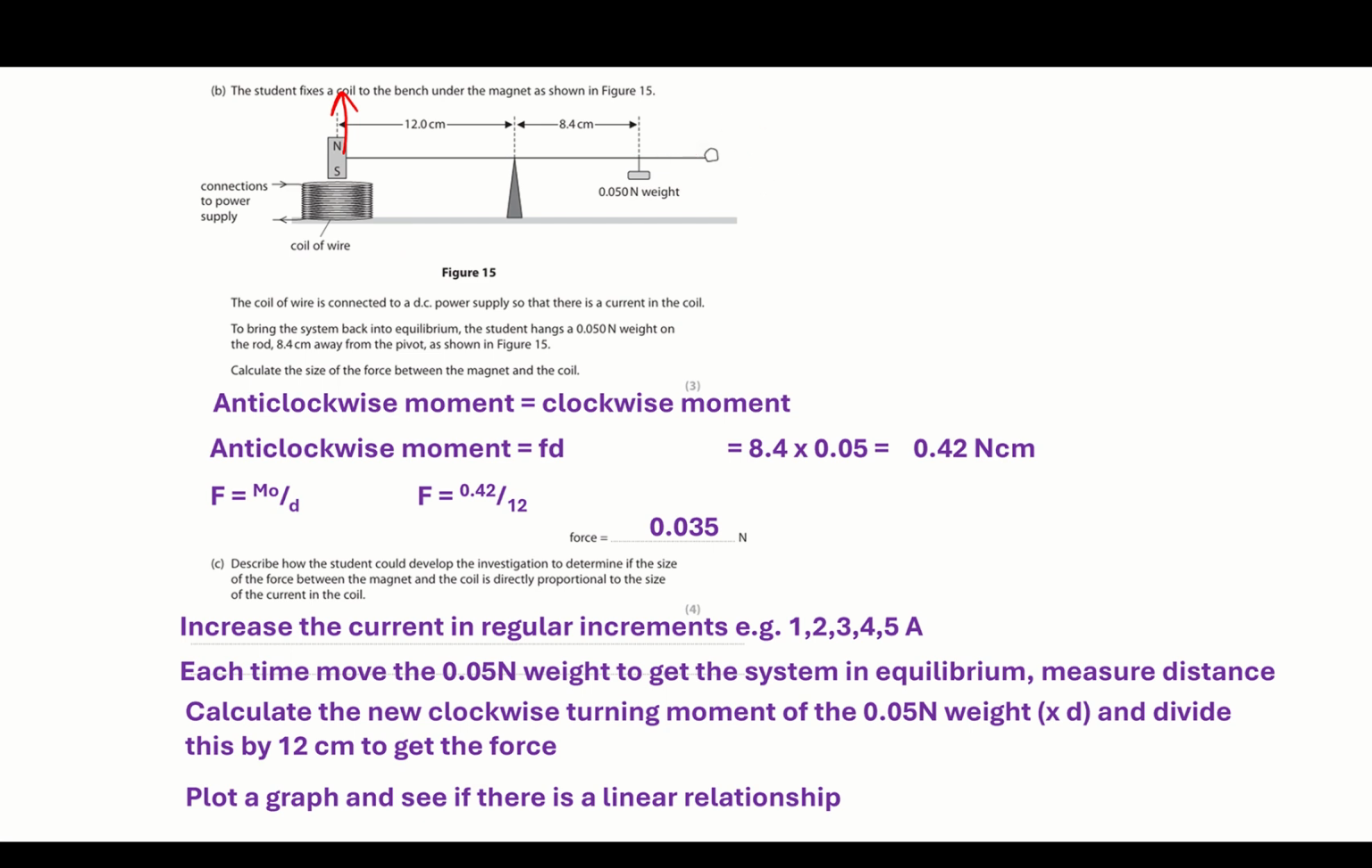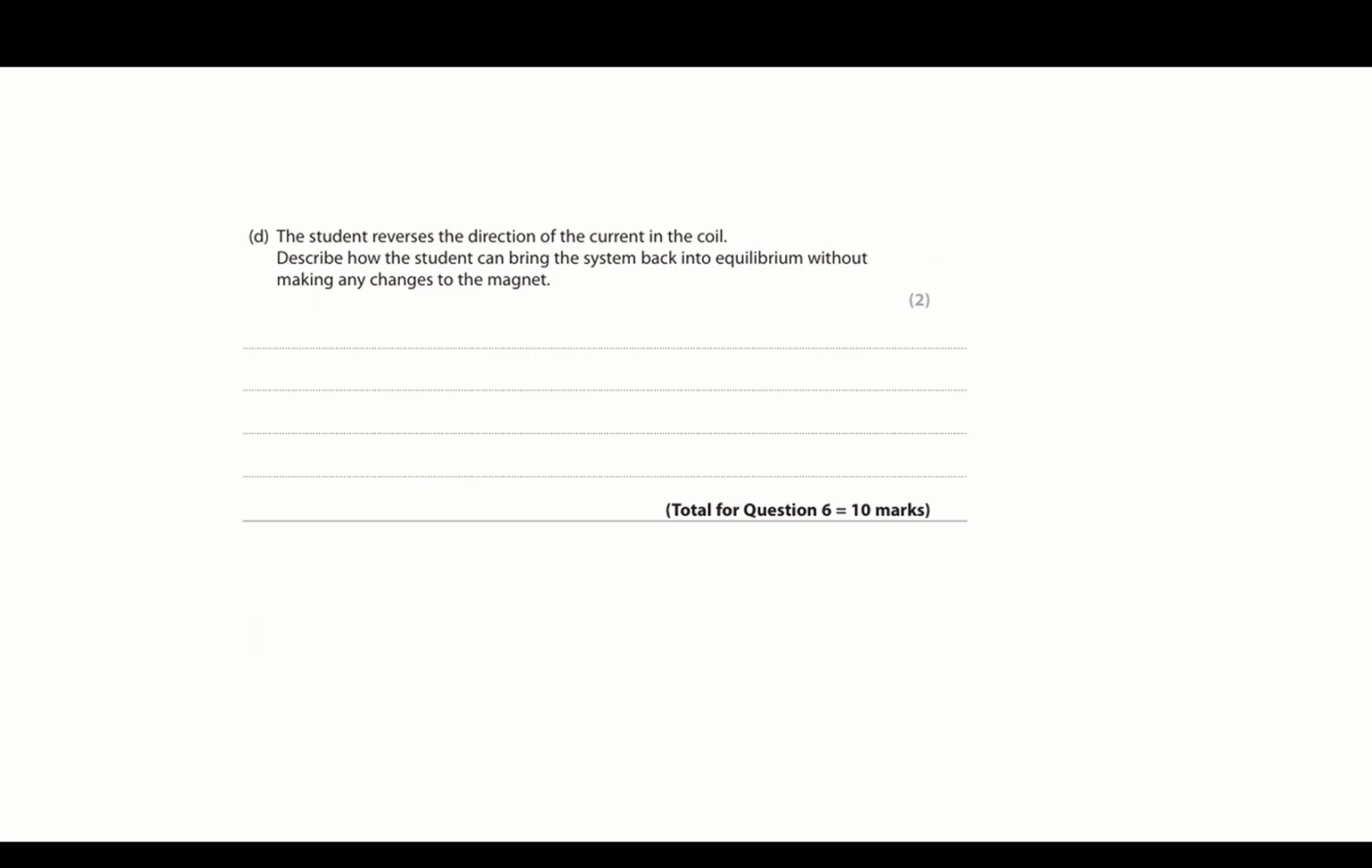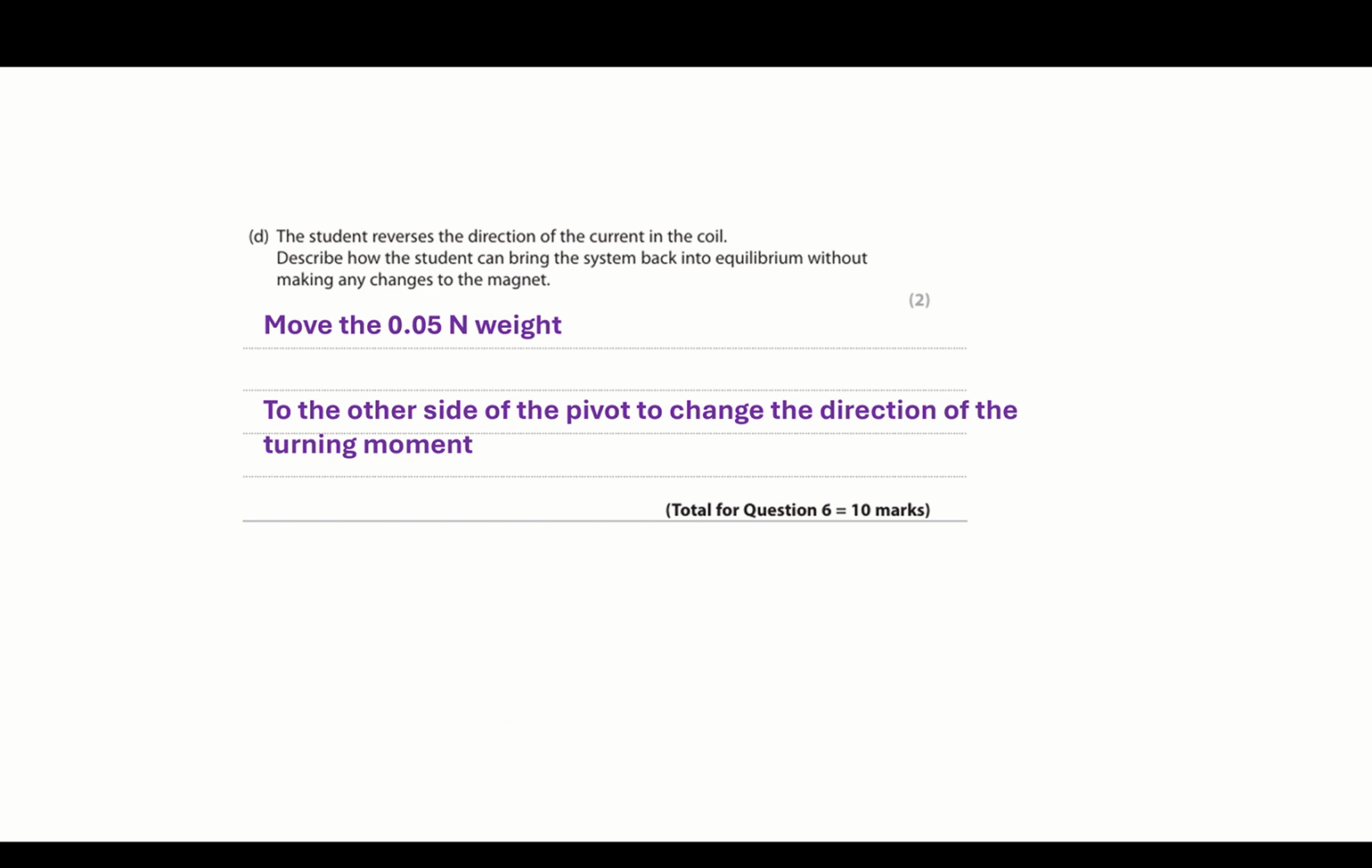Well, whatever happens, if I add any weights to this side, it's just going to pull. We're turning it in the same direction, so it's not going to work. So what we've got to do now is move this weight over to that side, and now we can start moving it here to counterbalance it. So: move the 0.05 Newton weight to the other side of the pivot, and this will change its direction of turning moment. So that last question is a really tricky one.